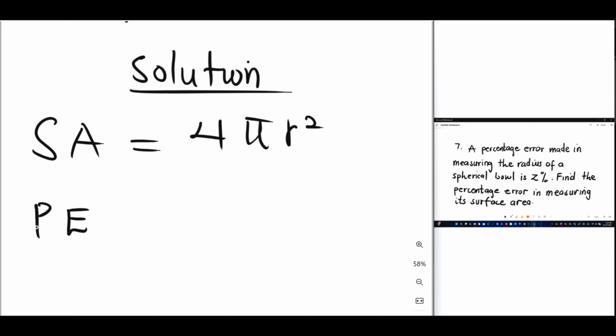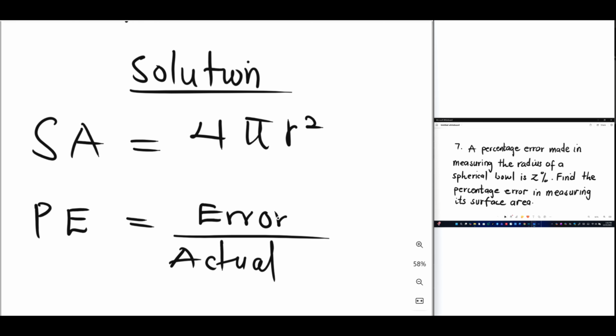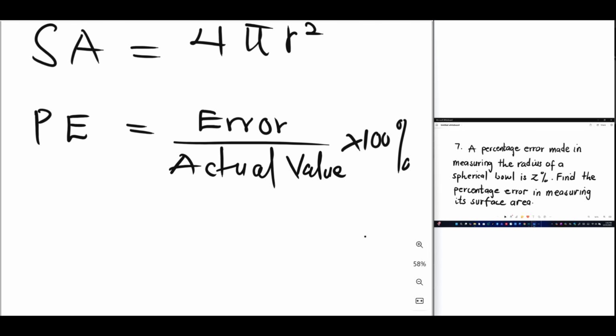percentage error in any given quantity is equal to the error divided by the original value, that is the actual value, or the original value, times what? 100%. All right. So we're given the percentage error to be Z%.